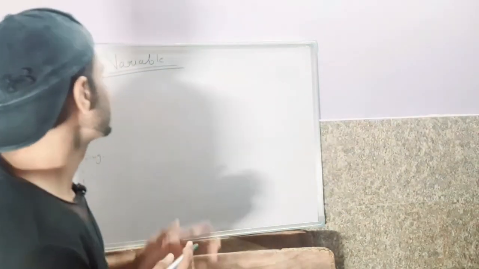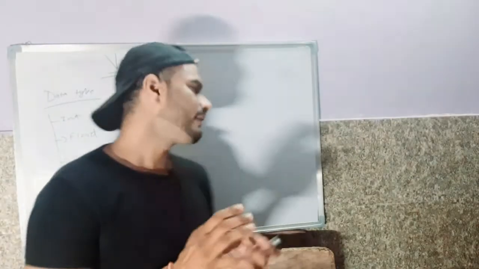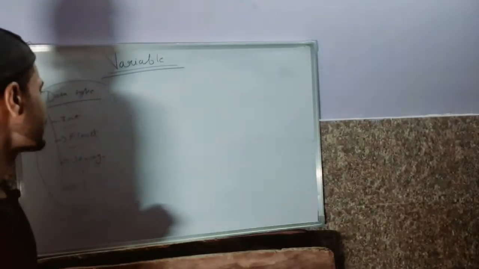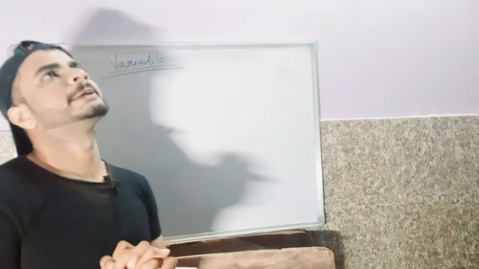In this video, we are going to learn about variables. What is a variable? A variable helps to store data. There are various data types like int, float, string, and so on. So what are they? I'm going to tell you that.